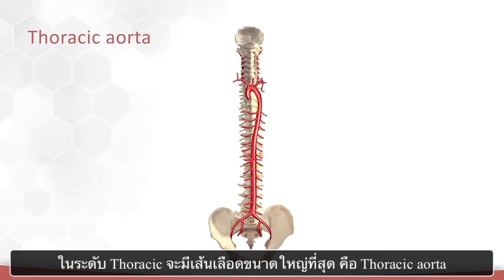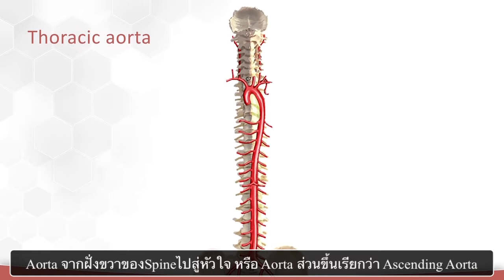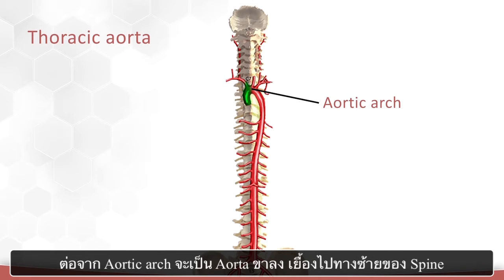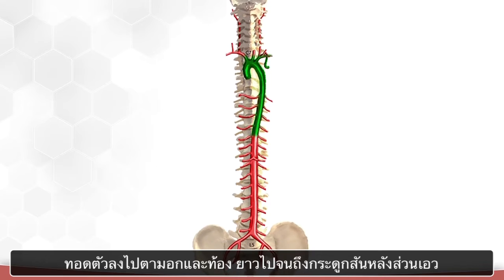Within the thoracic region is the largest artery in the body, the thoracic aorta. It leaves the heart on the right side of the spine as the ascending aorta before making a loop at T2 and T3, referred to as the aortic arch. This artery then descends left of the spine and travels inferiorly, anteriorly, and slightly left of the thoracic and lumbar vertebral bodies.